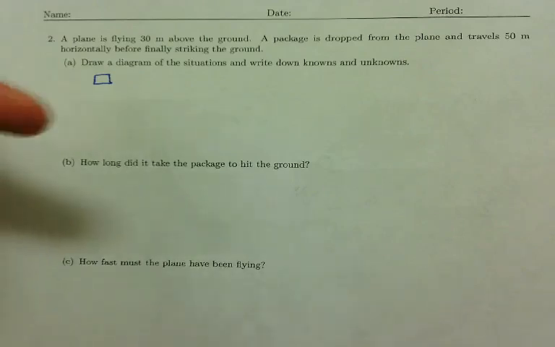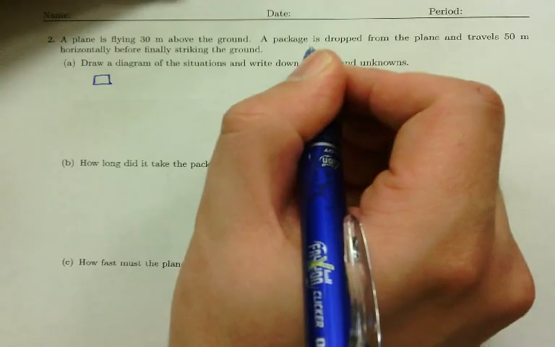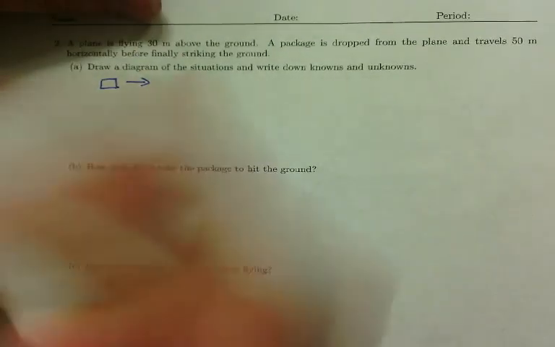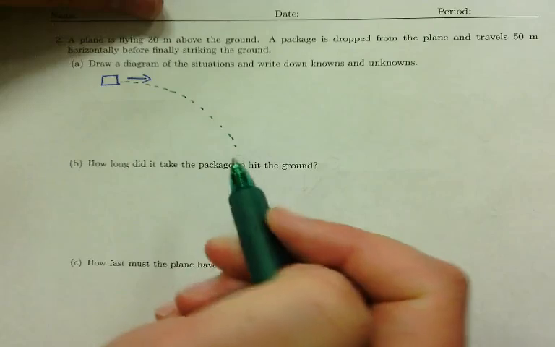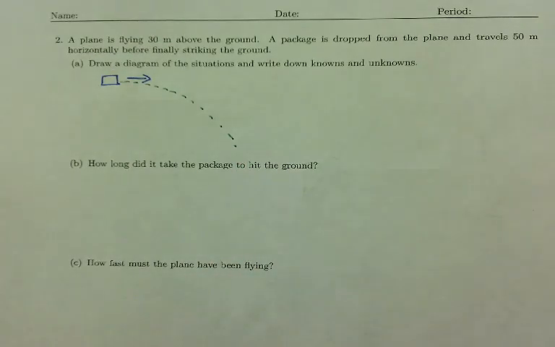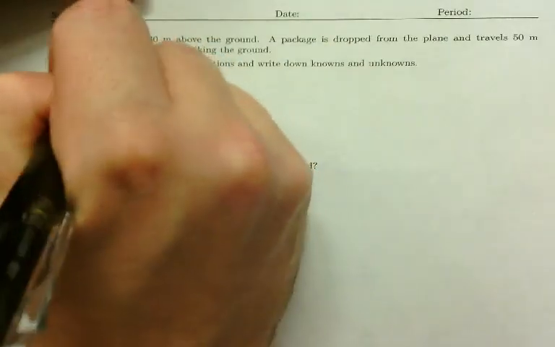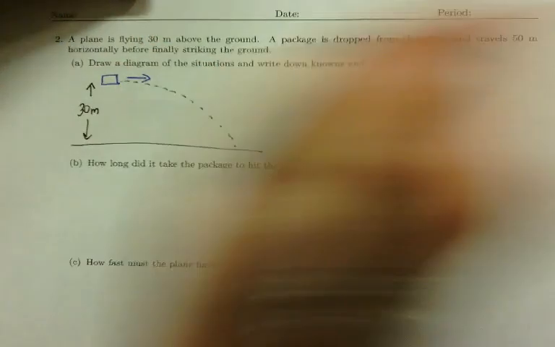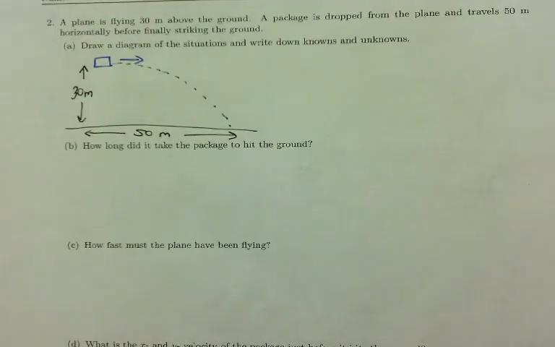So if the box is in an airplane, I'm going to assume the plane is going horizontally. So I'm going to assume the plane's going this way. So if it drops the box, the way the box is going to go is once again that curve. And I know that the airplane is 30 meters above the ground and that the package travels 50 meters. So that's what I know from the problem.